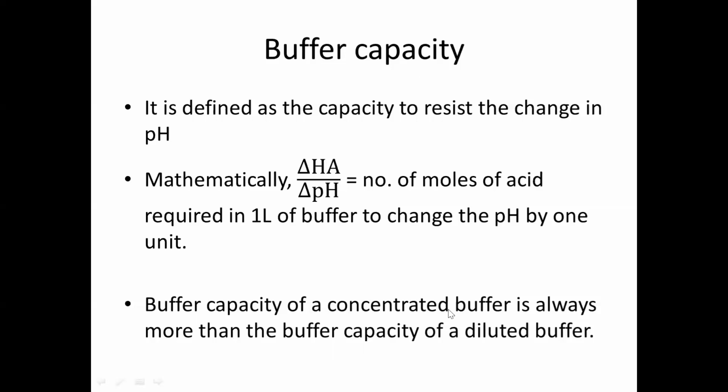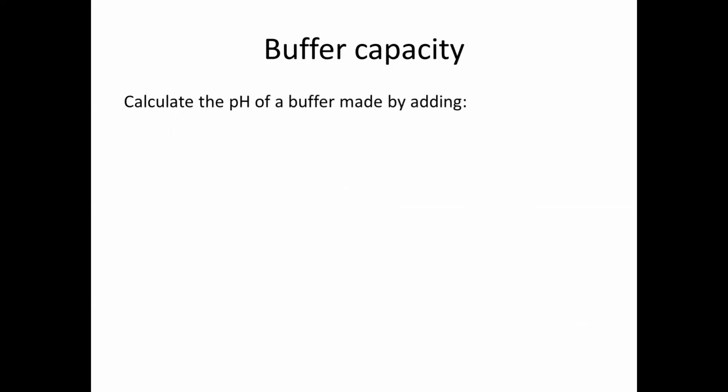Okay, let us say the concentration of acid and salt is the same for two solutions. In one solution, we have 1 molar solution of acid and 1 molar solution of salt. Let this be one buffer. And another buffer where the concentration of acid is 0.1 molar and salt is also 0.1 molar. So in both the cases, the pH will be the same. However, the buffer capacity of the more concentrated, that is the 1 molar buffer, would be more as compared to the diluted buffer. Let us do a numerical for understanding this buffer capacity.